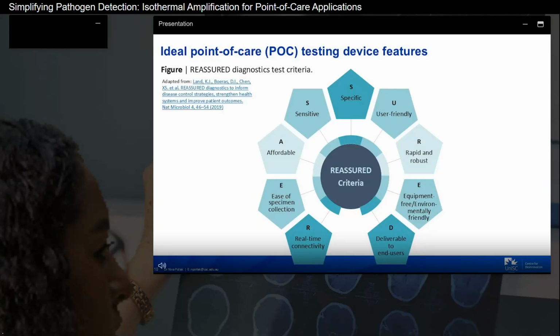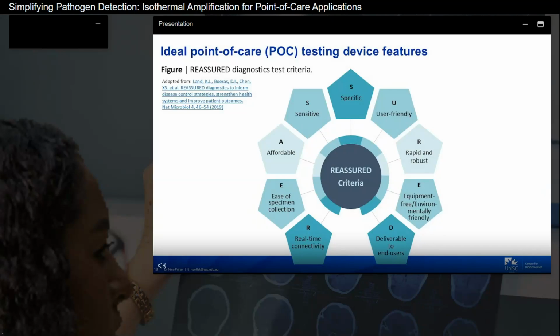E stands for ease of specimen collection. Imagine a test designed for non-invasive specimen collection. No more complicated procedures. Just a simple, user-friendly method that makes testing easier for everyone involved.